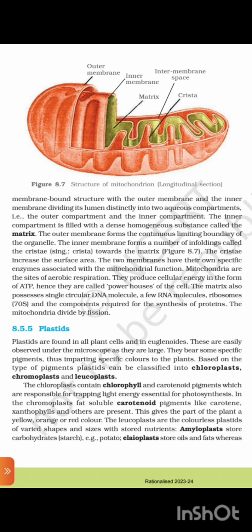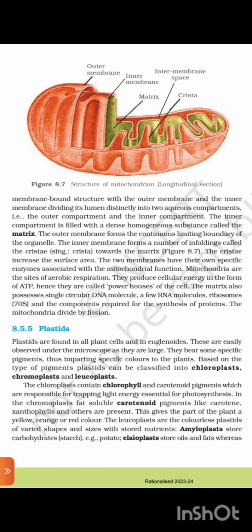The outer membrane forms the continuous limiting boundary of the organelle. The inner membrane forms a number of infoldings called the cristae, towards the matrix. Figure 8.7. The cristae increase the surface area. The two membranes have their own specific enzymes associated with the mitochondrial function. Mitochondria are the sites of aerobic respiration. They produce cellular energy in the form of ATP, hence they are called the powerhouse of the cell. The matrix also possesses a single circular DNA molecule, a few RNA molecules, 70S ribosomes, and the components required for the synthesis of proteins. The mitochondria divide by fission.